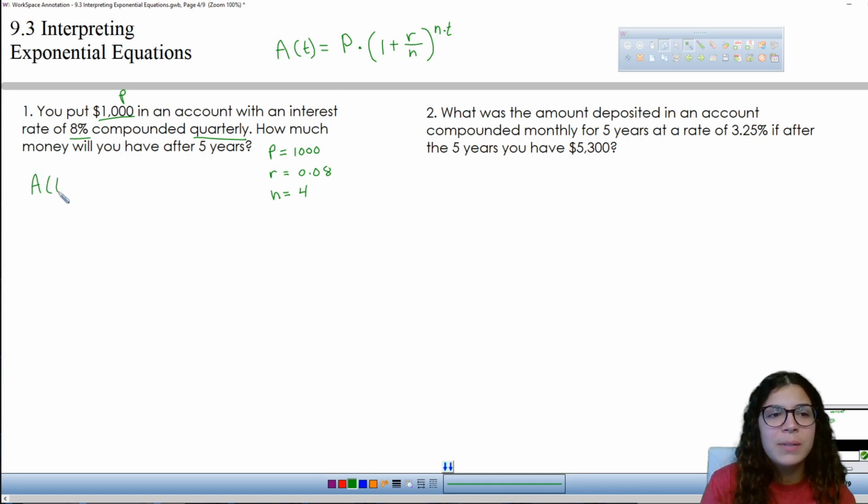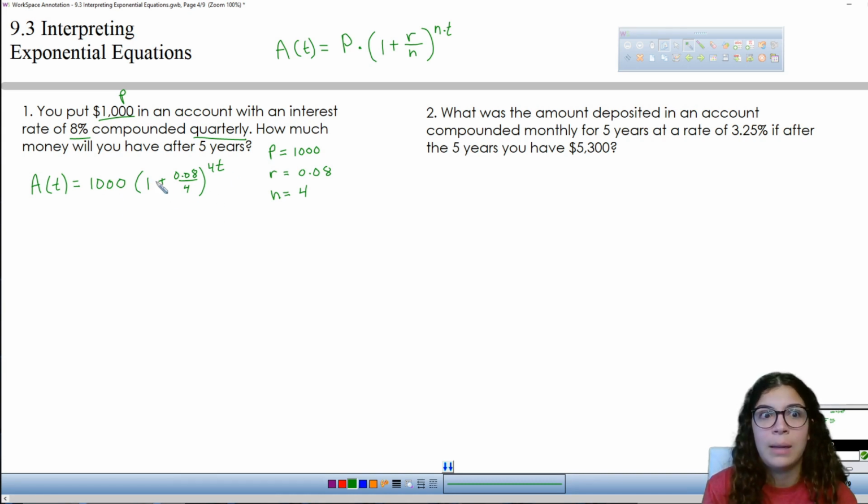So we have A of t equals 1,000 times 1 plus 0.08 divided by 4, to the power of 4 times t, okay? Now, you can't leave it like that, okay? You have to simplify on the inside if you're writing the equation for the graph.